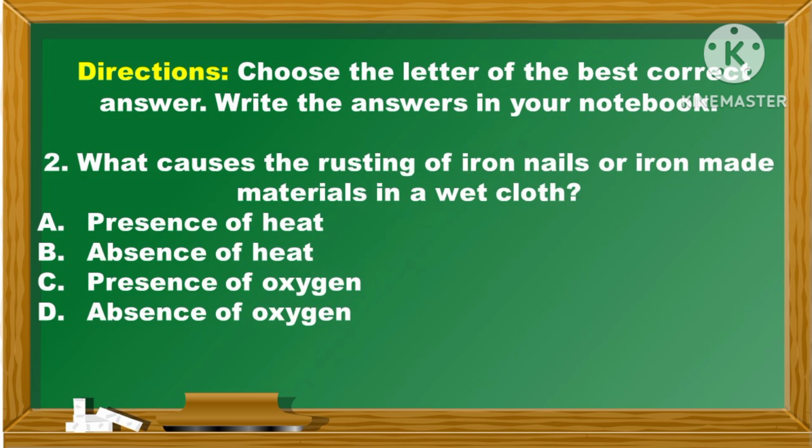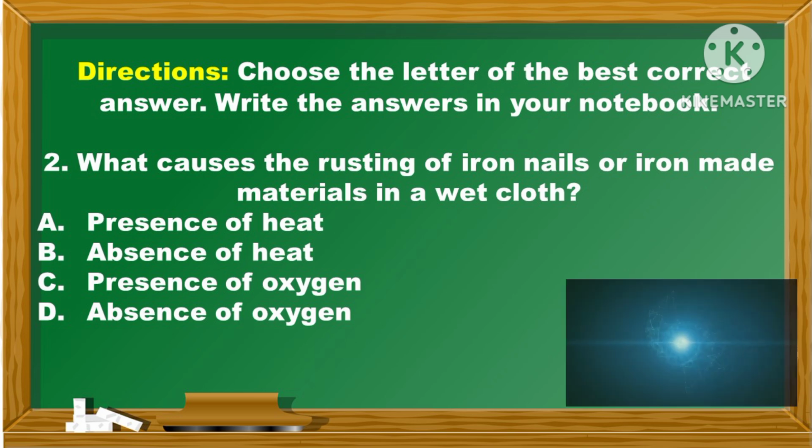Number 2. What causes the rusting of iron nails or iron-made materials in a wet cloth? Letter A. Presence of heat. Letter B. Absence of heat. Letter C. Presence of oxygen. Letter D. Absence of oxygen.